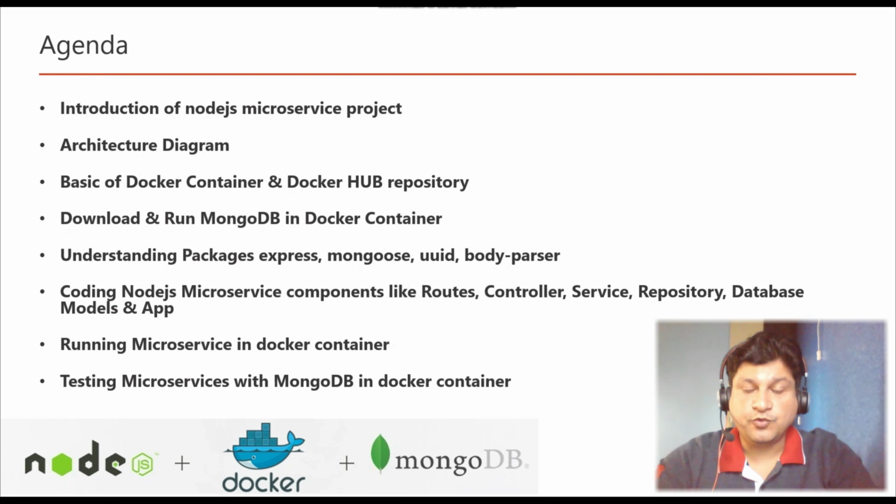Then I'll explain how to create a Docker image of our microservices, how to deploy the Docker image into a container, and how to run the microservice in a Docker container. And then finally, we'll be testing our microservices with MongoDB, both running in Docker containers. So we'll be testing those APIs. Right, friends? So it is going to be a very exciting, very informative tutorial. If you want to learn Docker containers, Node.js, or MongoDB, then this is a complete tutorial for you. So watch this tutorial till the end. It is going to be very exciting for you guys.